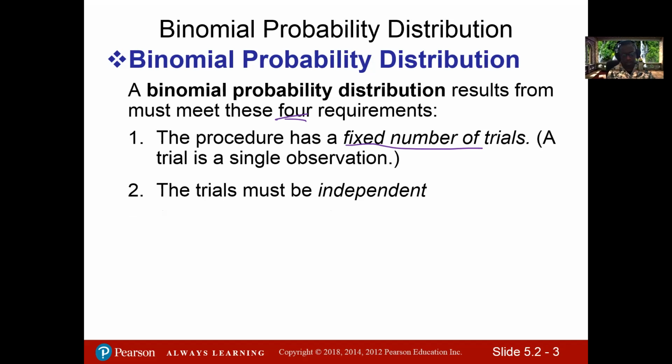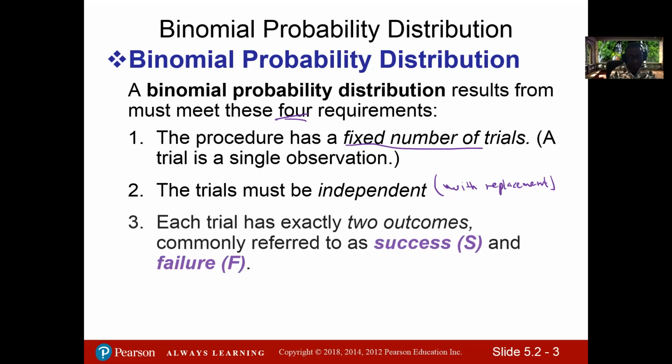Then the second criterion is that the trials must be independent. What do we mean? Take note of that: with replacement. If it's with replacement, it is independent. If it is without replacement, it is dependent. When you say independent, that means the occurrence of one is not influenced by the other, or not influenced by something that happened before.